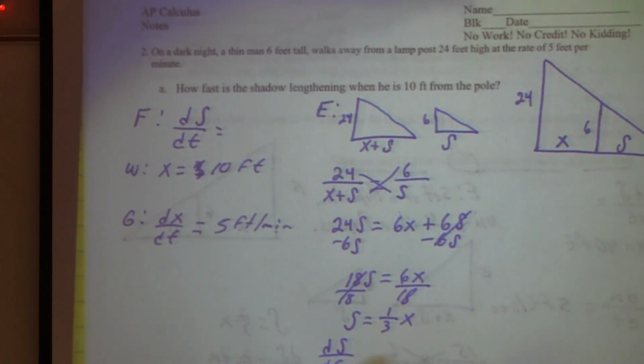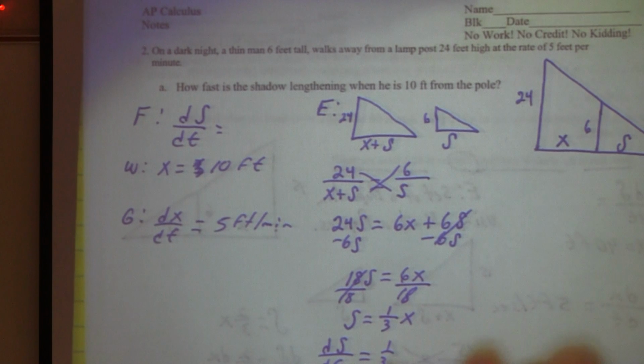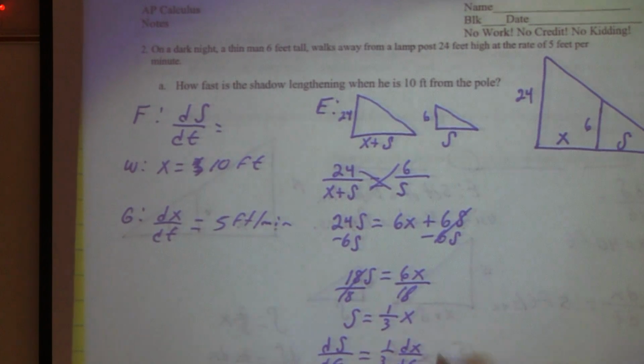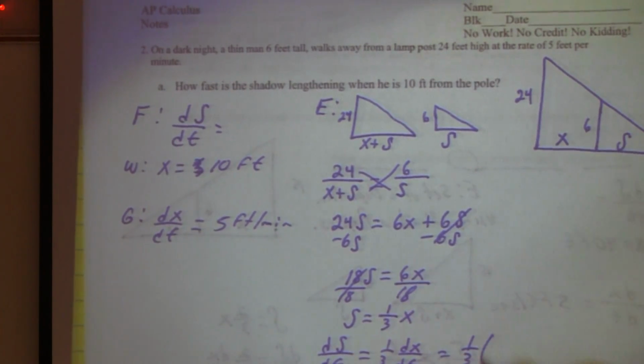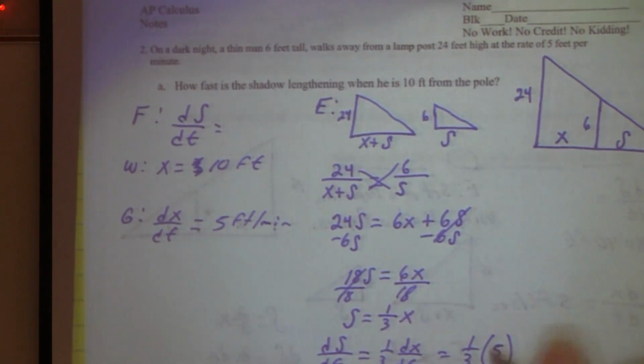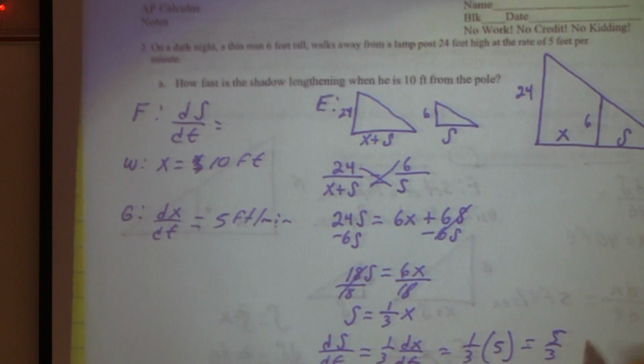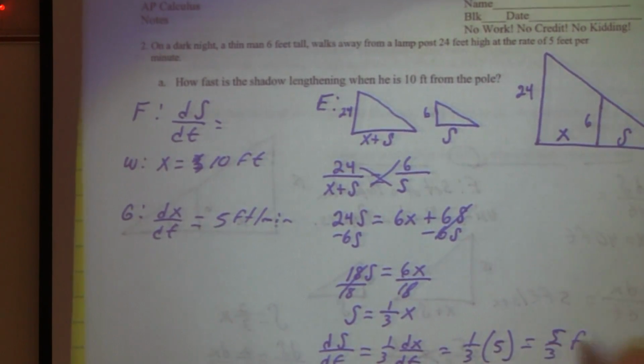ds/dt equals 1/3 dx/dt. So that's going to end up being 1/3 times what? 5, which is going to be 5/3, and what are the units? Feet per minute.